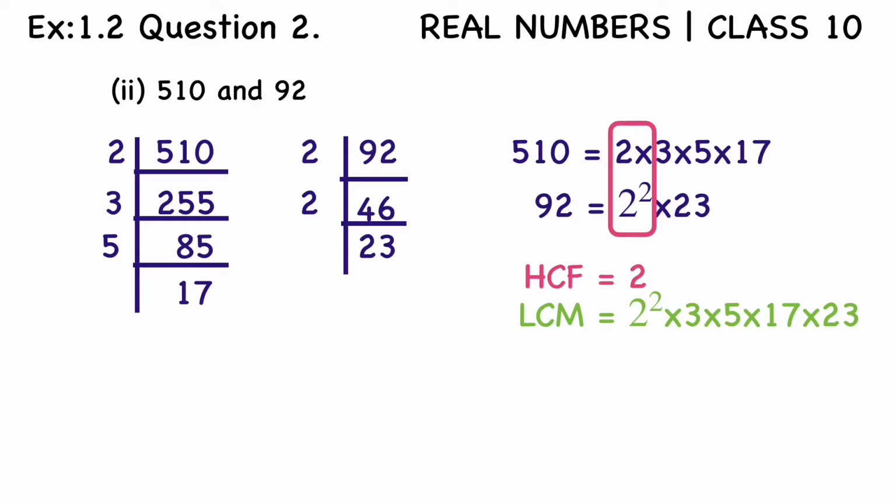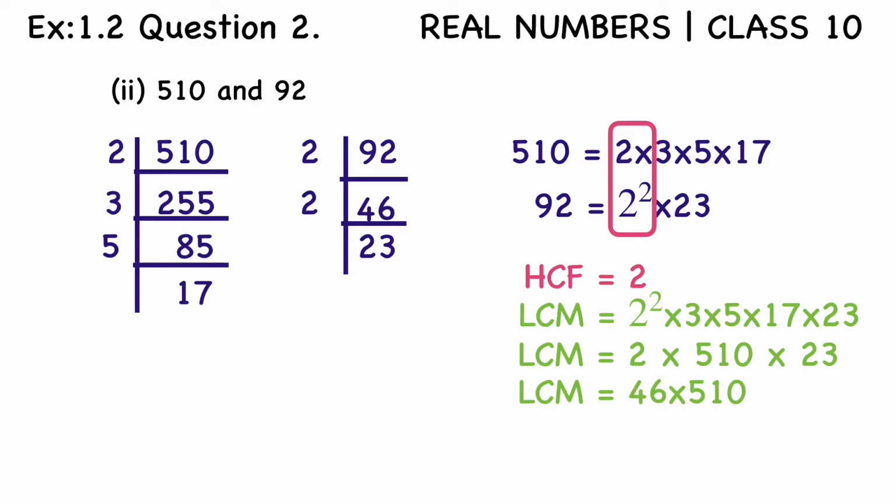Now how to calculate it fast? We know 2 into 3 into 5 into 17 is 510. So replace it by 510. So we have 2 extra here because we took 2 square. So take the 2 out. We have 2 into 510 into 23.